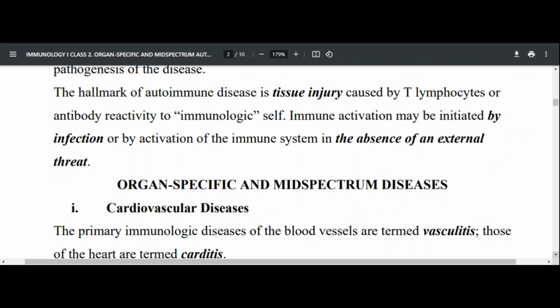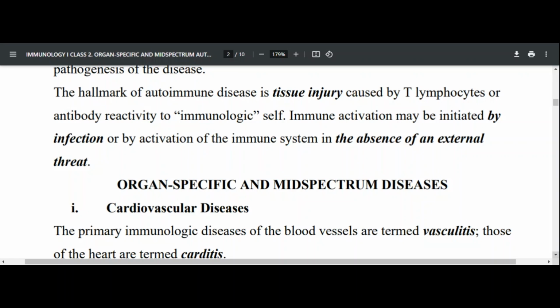The immune system is somehow strange. Some of the autoimmune diseases that we know are preceded and initiated by viral infection. For example, some viruses can activate autoimmune disease, such as HIV and human T-lymphotropic virus. Those can contribute to the initiation of autoimmune diseases. But sometimes autoimmune disease can also happen without any external threats.